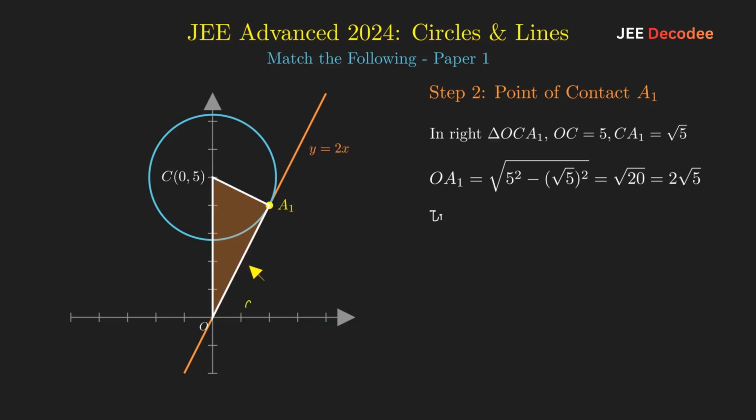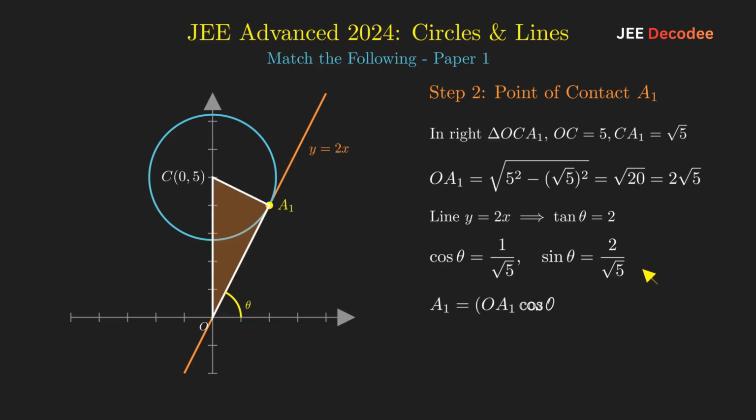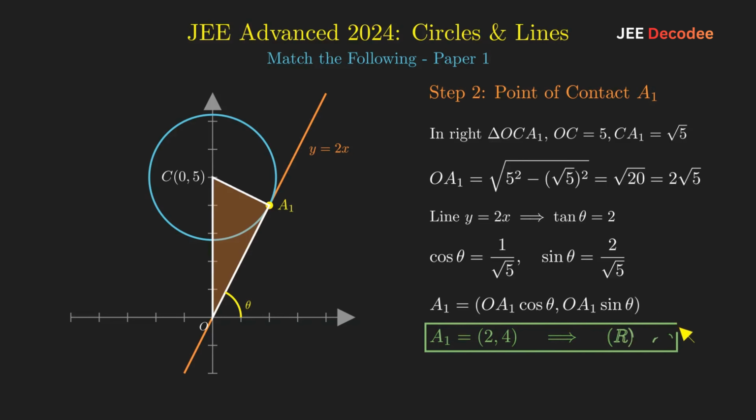Since the line y equals 2x has a slope of 2, tan theta is 2. This means cos theta is 1 by root 5, and sin theta is 2 by root 5. Using parametric coordinates, A1 is (OA1 cos theta, OA1 sin theta). Multiplying the values, we get point A1 as (2, 4). So R matches to 5.